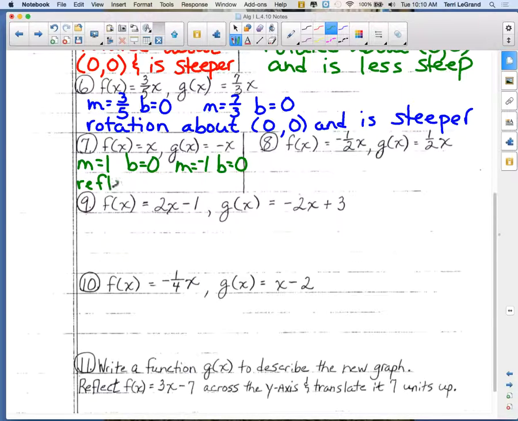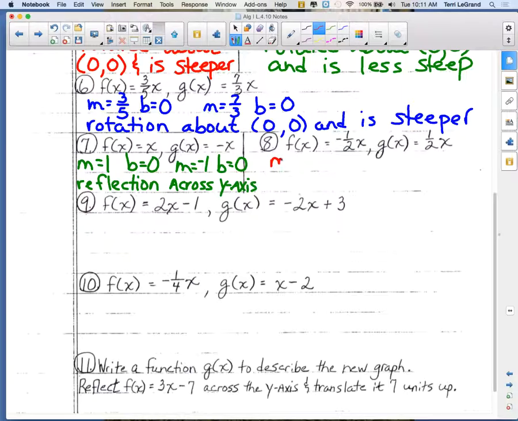Reflection. When the first slope gets multiplied by negative 1 to get the second slope, we say it is a reflection, and the only thing we have to say here is across the y-axis, okay? Because that's the only kind of reflections we're going to talk about. So we describe it as a reflection across the y-axis. Okay, moving on, let's go to number 8.